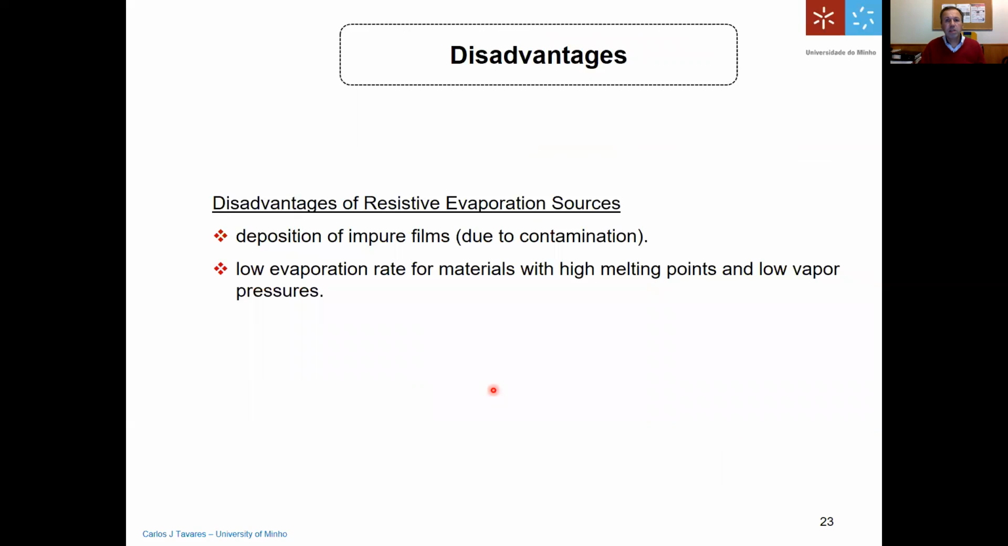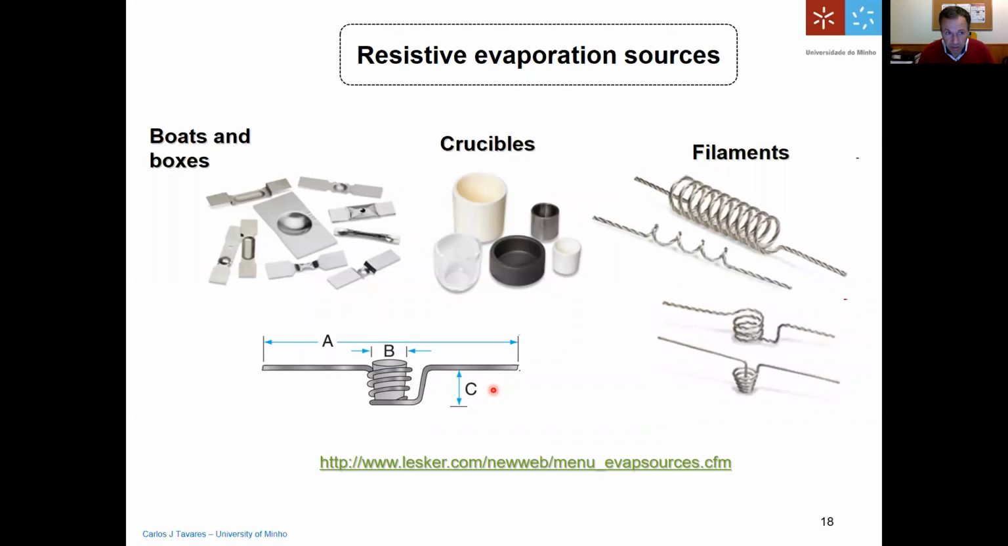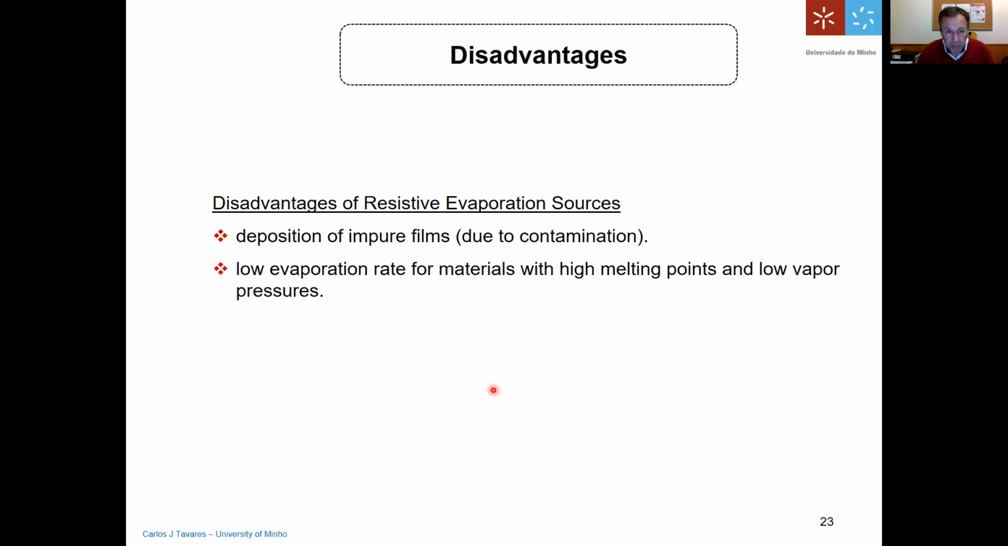And now let's look at some of the disadvantages of resistive evaporation sources. So we're talking about the disadvantage of using these kind of sources here, these kind of boats and crucibles. It can lead to the deposition of impure films due to contamination. You can never say that you are not evaporating some elements from, for example, the filament or from the crucible. There's always a chance, if you're not careful by cleaning, and if you reuse either the filaments or the crucibles, you can have some cross-contamination.